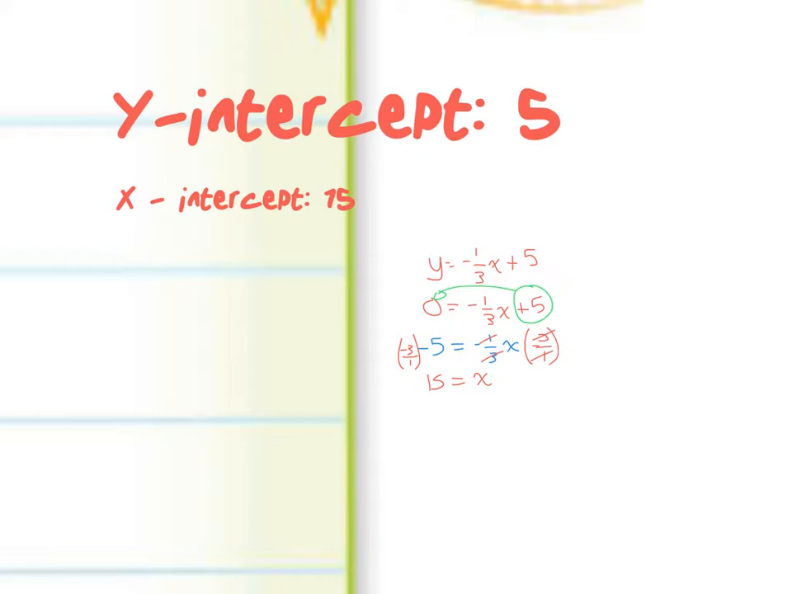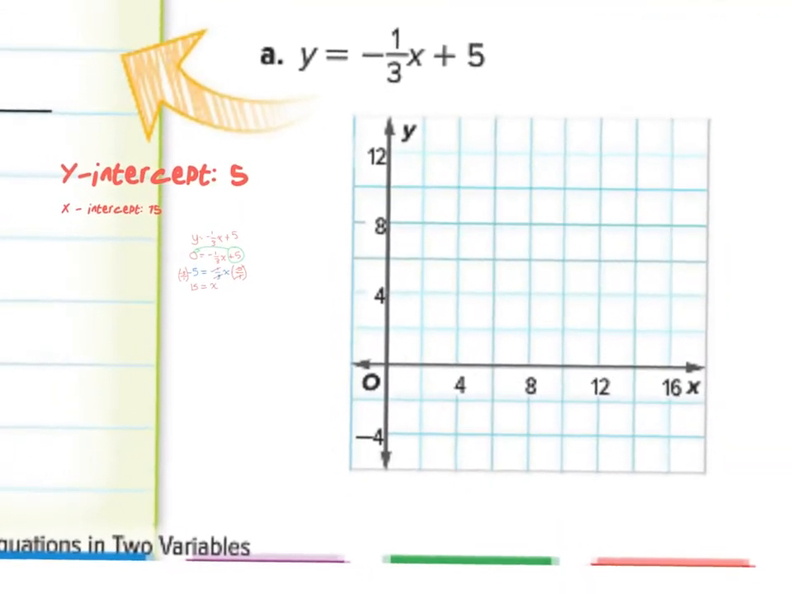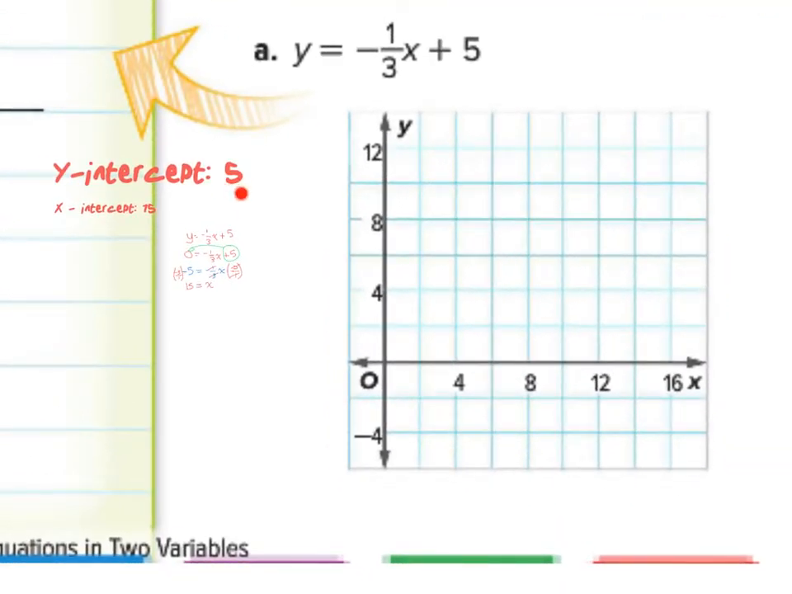Okay, so how would we graph that? Let's go back to the graph where the y-intercept is 5. So we just go right up to 5. On the y-axis, I see that each one of these is 2: 2, 4, 6. So 5 would be in between the 4 and the 6 there. I'll make a dot there, right? And my x-intercept is 15. Again, it looks like we're counting by 2: 2, 4, 6, 8, 10, 12, 14, and then it jumps to 16, so it's going to have to be right there.